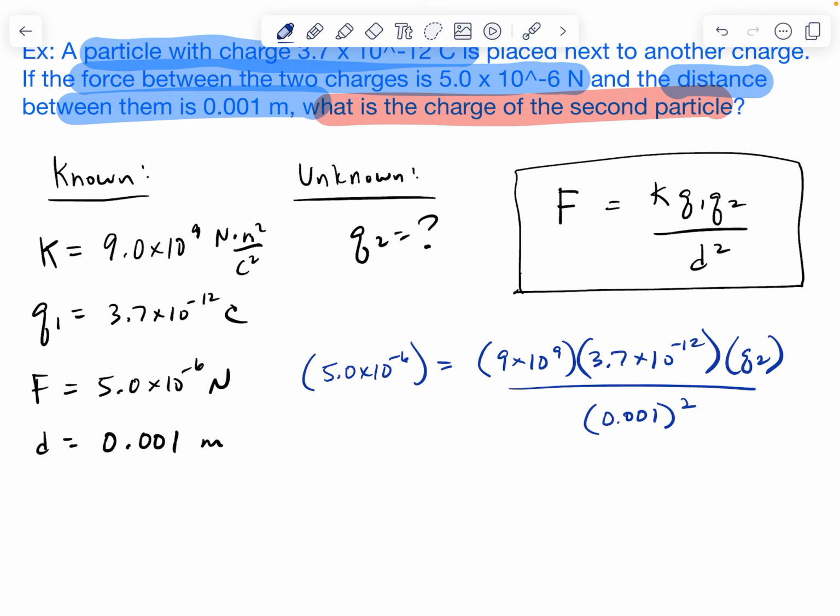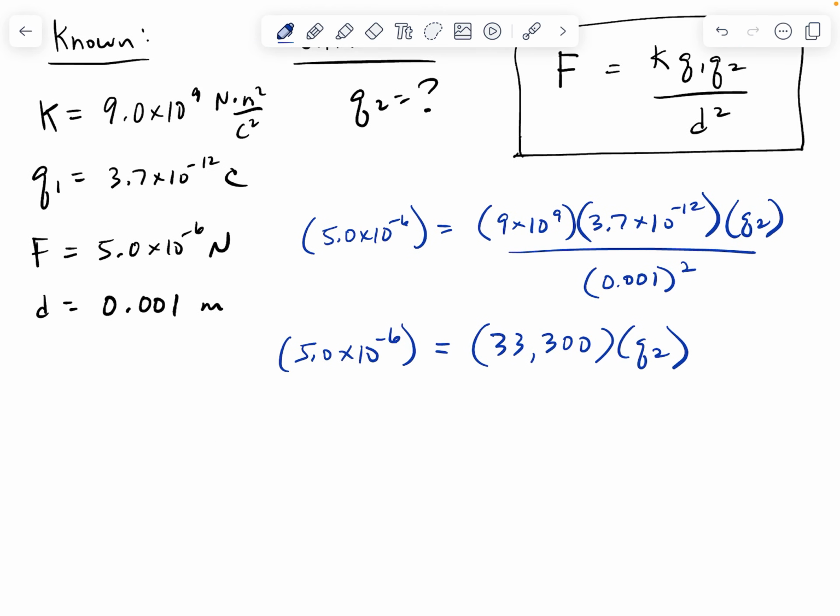All right, so in my calculator, I'm doing 9 times 10 to the 9th times 3.7 times 10 to the negative 12th, and I'm dividing that by 0.001 squared. So 5.0 times 10 to the negative 6 is going to equal 33,300 times Q2. And so now all we need to do is get Q2 by itself. We're going to divide by that 33,300 on both sides.